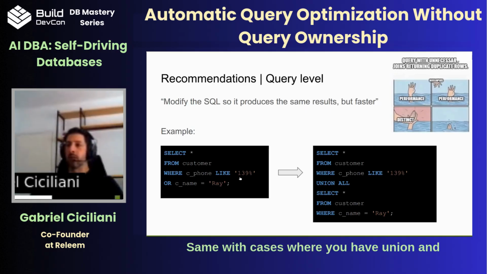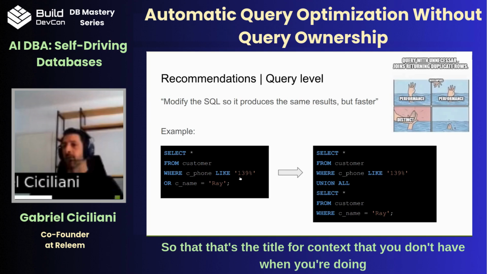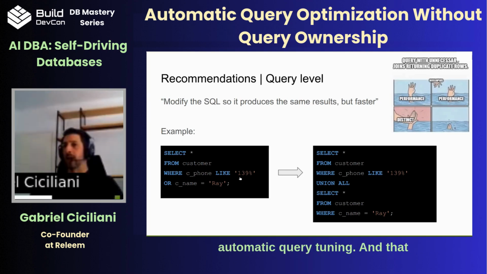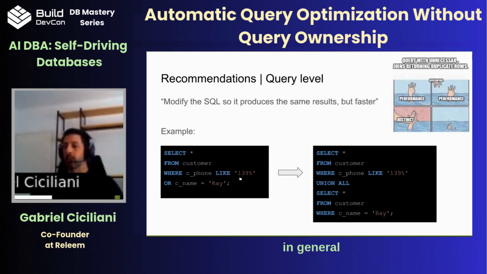Same with cases where you have union and union all. Is deduplication really needed? Can you afford just doing a union all and avoid deduplication? Well, again, it depends on your use case. That's the type of context that you don't have when you're doing automatic query tuning, and that can be a bit challenging when you are generating query level recommendations. But again, in general, you can get some good strategies or things to change and help your query execution time.